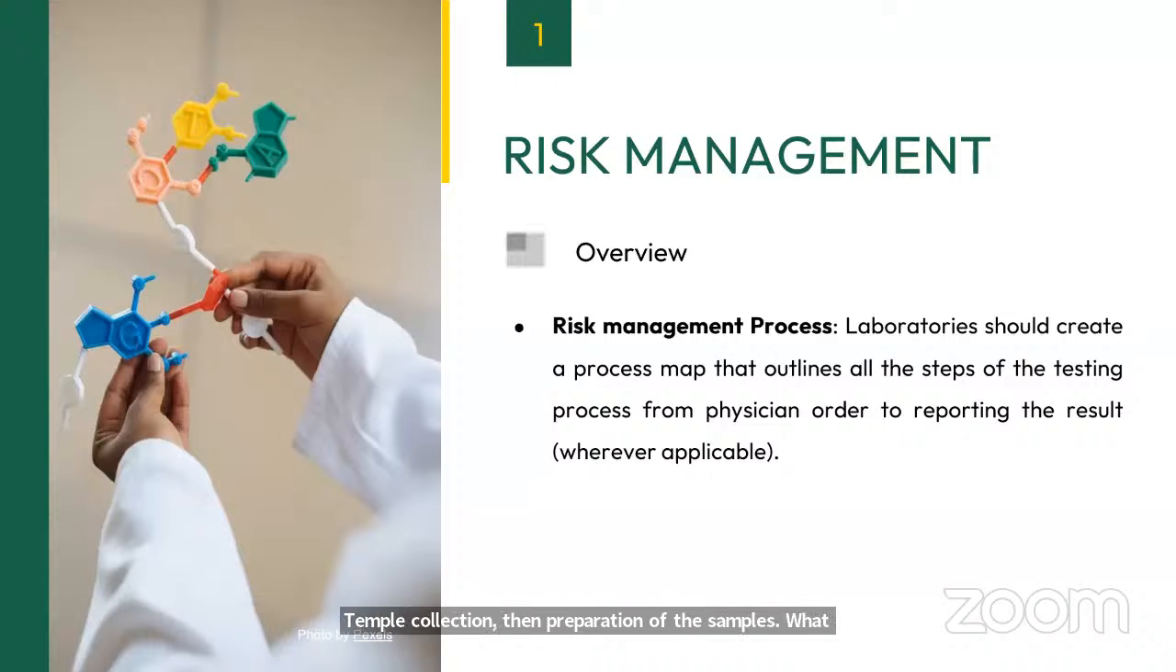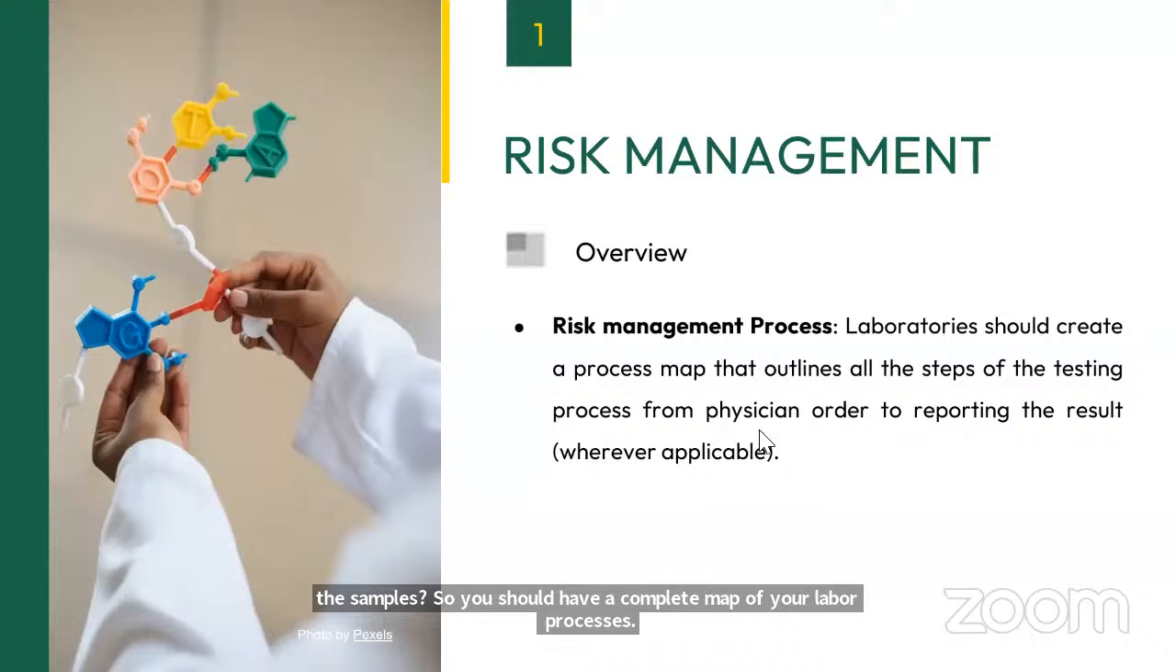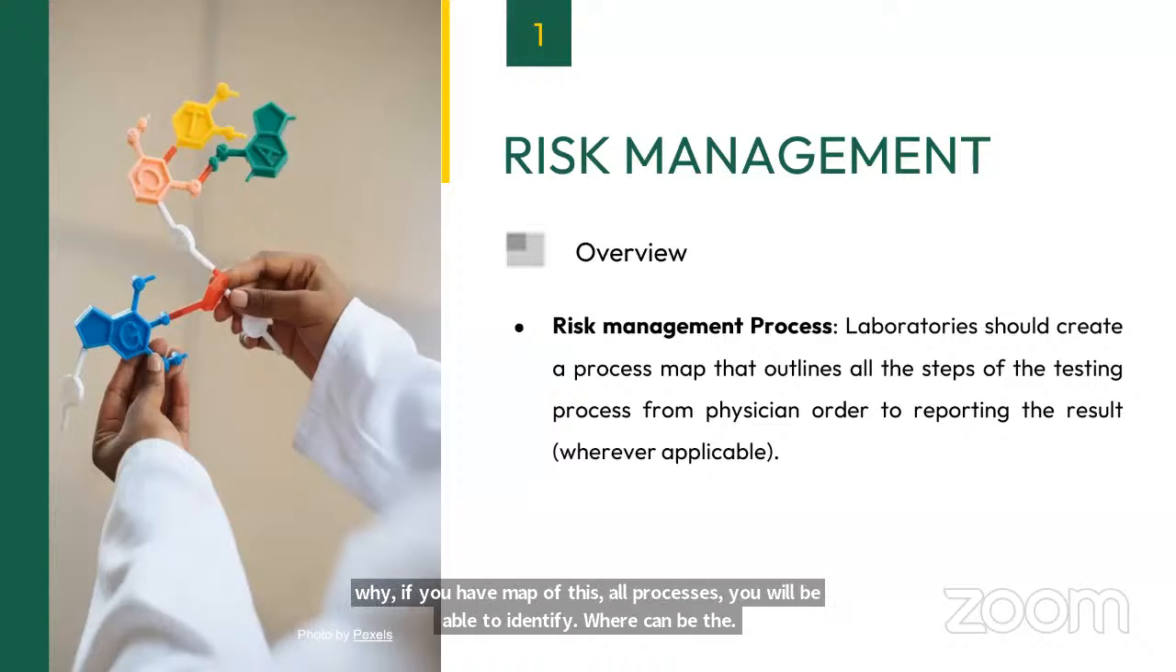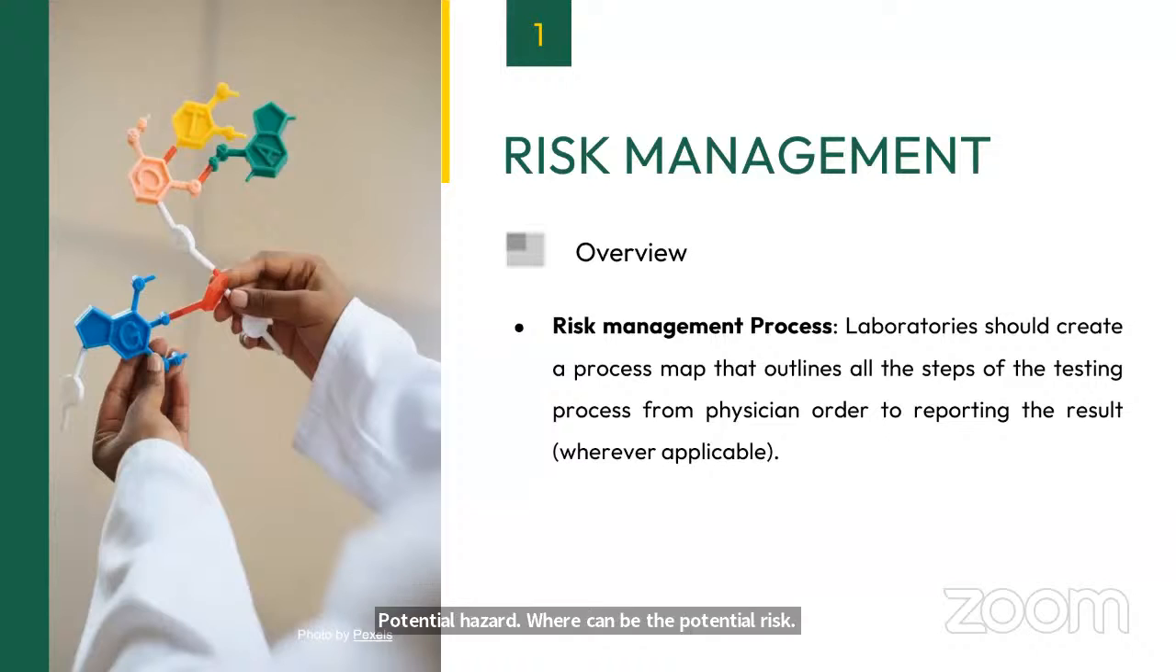So you should have a complete map of your laboratory processes right from the physician order to the reporting of the result. Once you have a map of all these processes, you will be able to identify where there can be a potential hazard, where there can be a potential risk, where there are chances of something going wrong. So you have to point that out. A simple process: take a blank A4 sheet of paper, and start writing whatever comes to your mind right from the physician order to the reporting of the result.